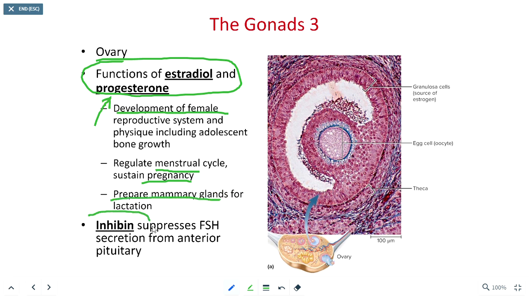Now, as we look at inhibin, inhibin is going to be released during the second half, or the second two weeks, of the woman's monthly cycle. In this situation, inhibin is going to suppress the release of follicle stimulating hormone from the anterior pituitary gland. If inhibin suppresses follicle stimulating hormone release from the anterior pituitary gland, that's going to down-regulate the activity on the ovary.